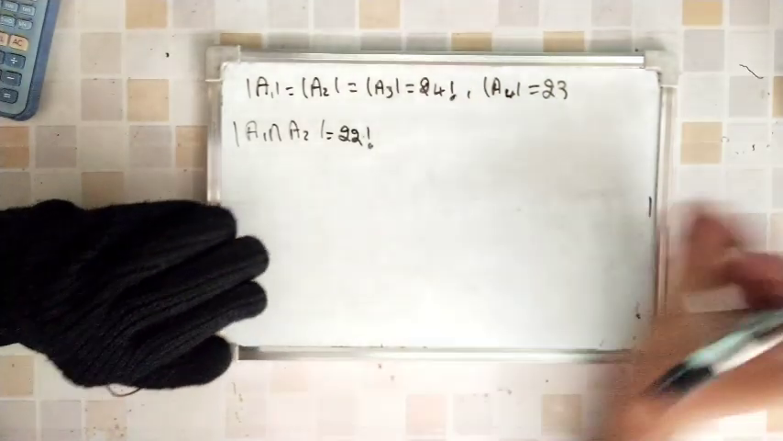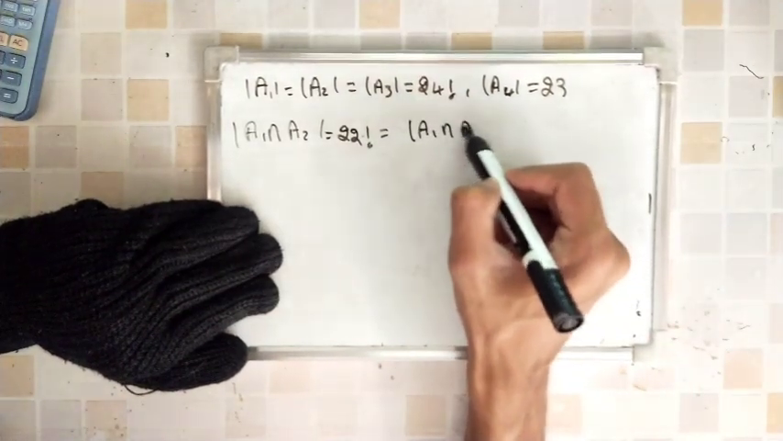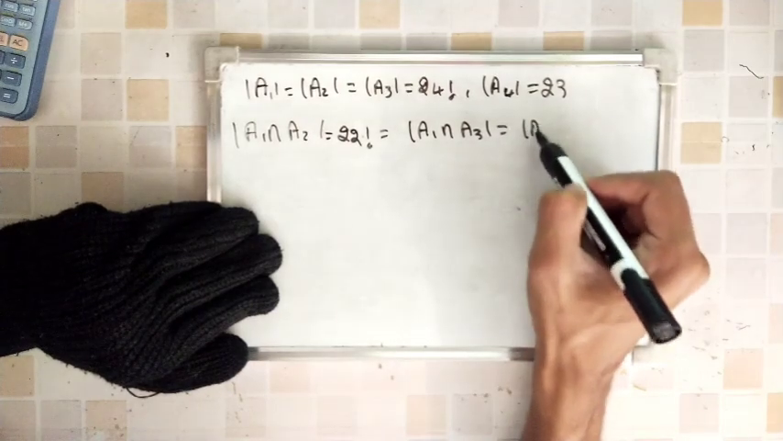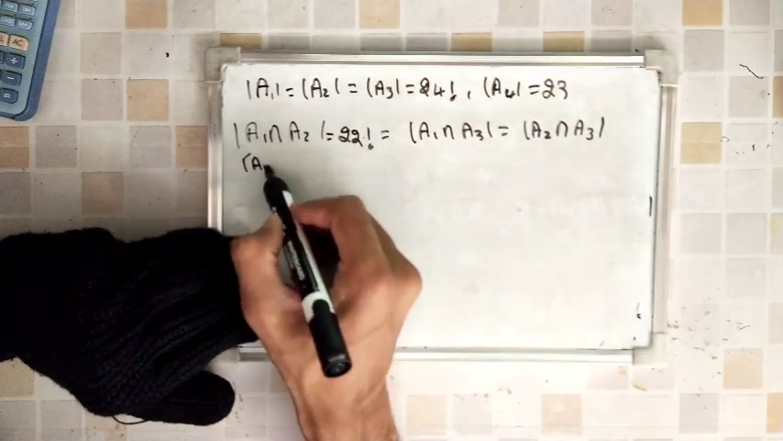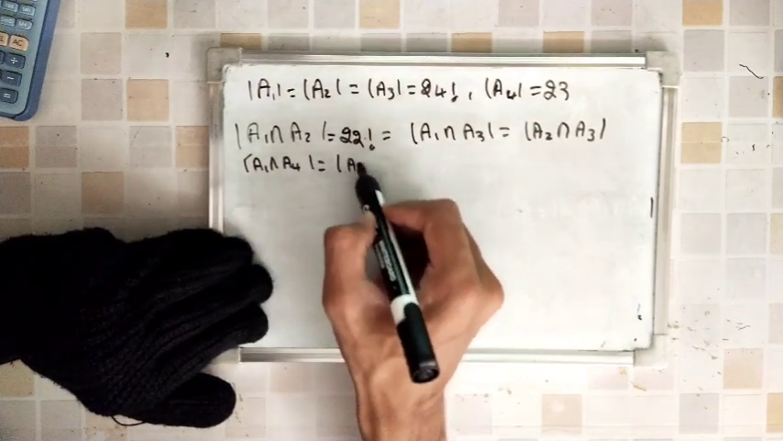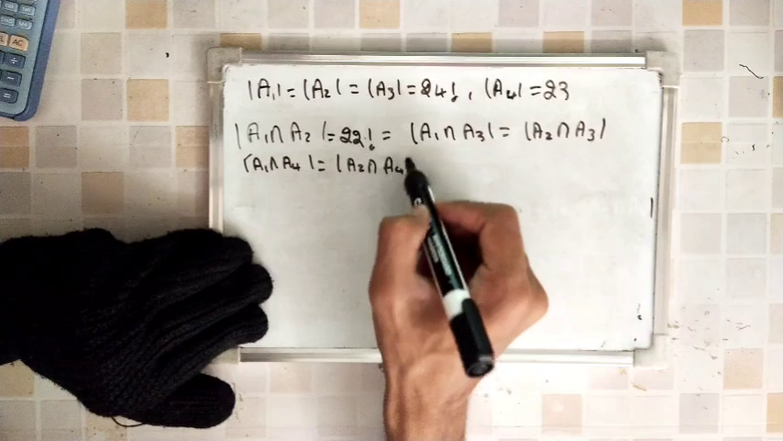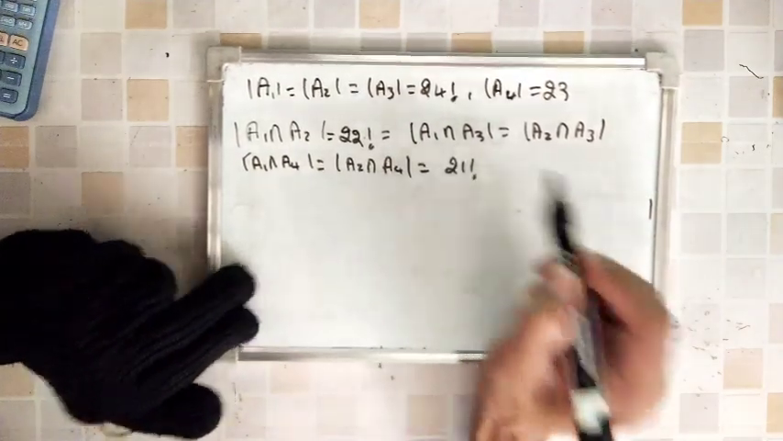Understood, right? Same way, A1 intersection A3 equals A2 intersection A3, whereas A1 intersection A4 equals A2 intersection A4, which is 1 less than this, it will be 21 factorial.